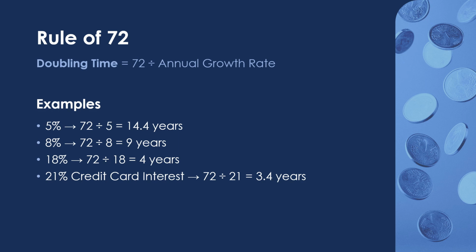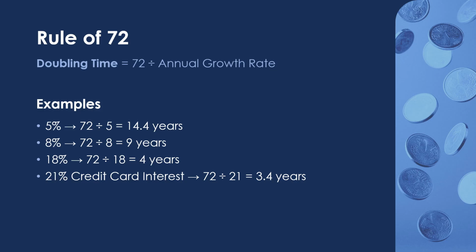Now let's look at another example. Suppose you invest $1 and earn 8% per year. Using a calculator, multiply $1 by 1.08 each year. After approximately 9 years, your $1 grows to about $2. The rule of 72 tells us exactly the same thing. 72 divided by 8 equals 9 years.